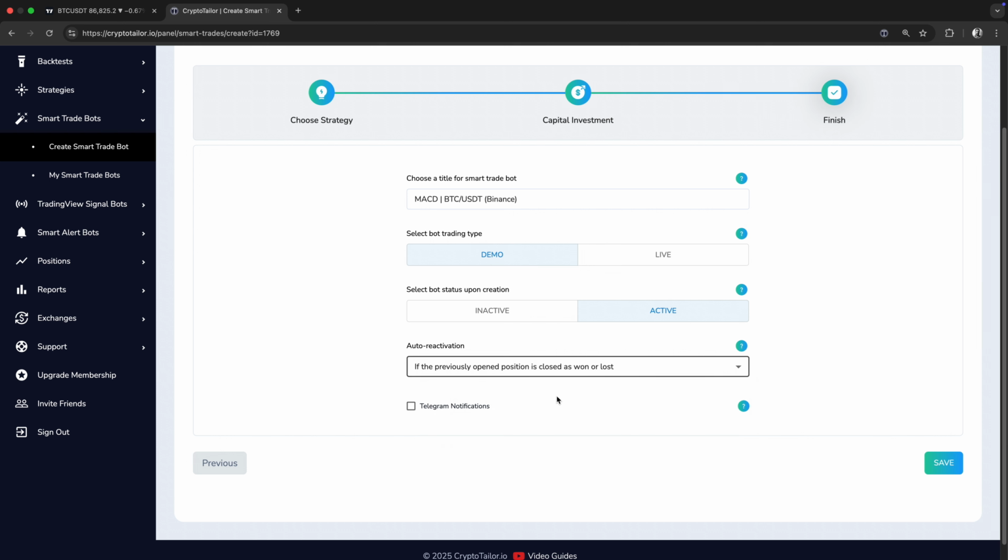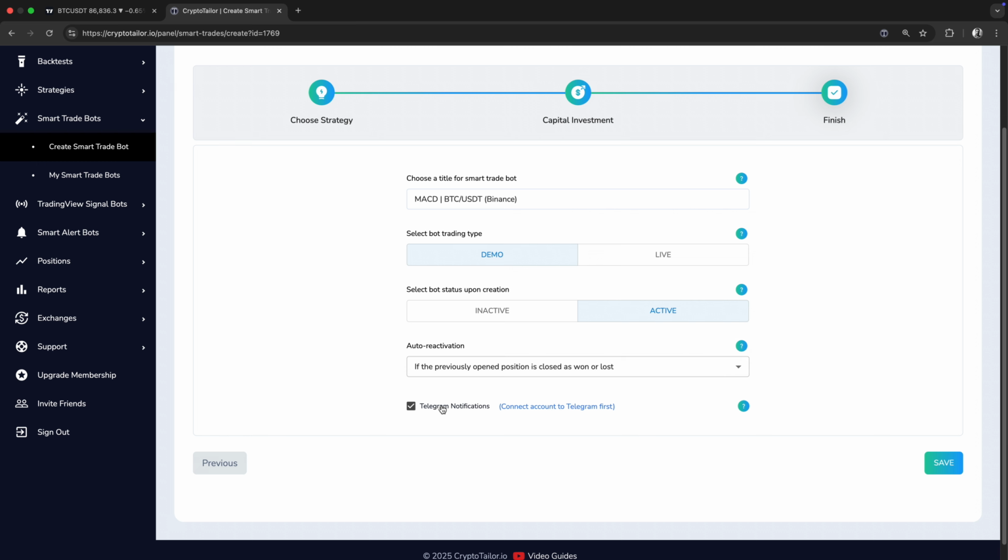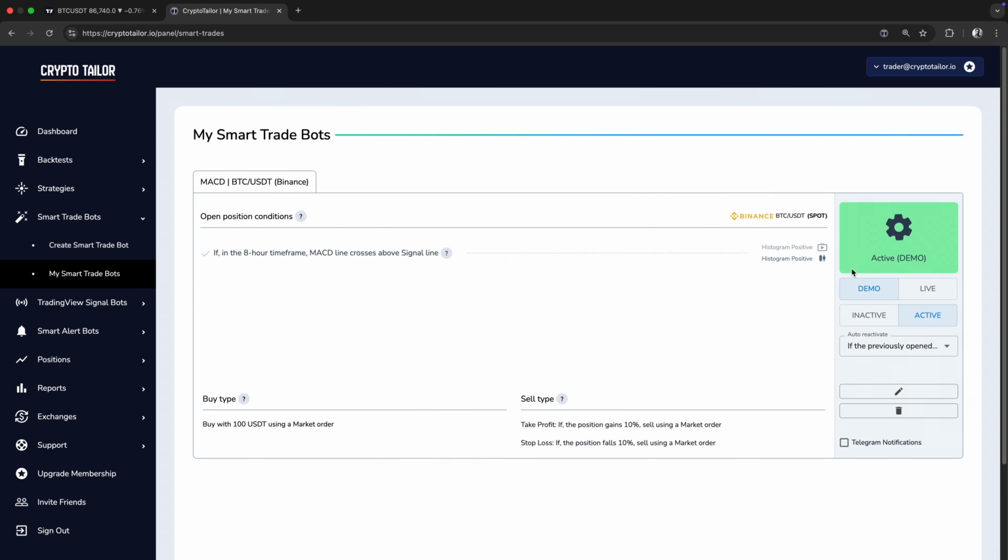We can also turn on Telegram notifications, which lets the bot provide real-time updates and detailed reports about your trades directly to your Telegram account. Finally, by clicking on Save, our smart trade bot is now fully operational in the background, continuously monitoring Bitcoin on Binance. It will automatically open a position using virtual funds whenever a MACD golden cross is detected.